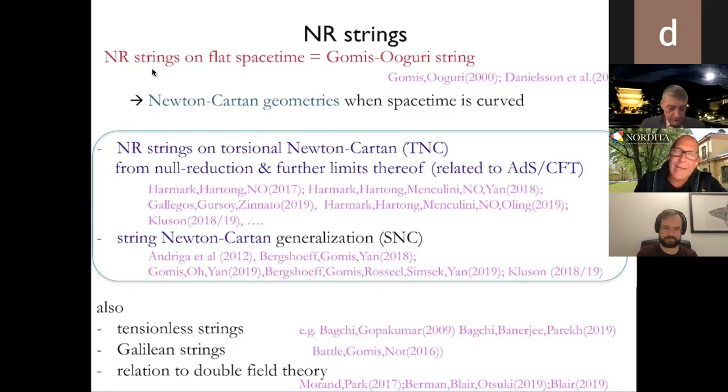I should say there's also related work on non-relativistic strings in these works. Tensionless strings are an avatar of non-relativistic strings, Galilean strings examined here, and I also already mentioned the relation to double field theory. Are there any questions about the motivation or this quick background? Just interrupt me.